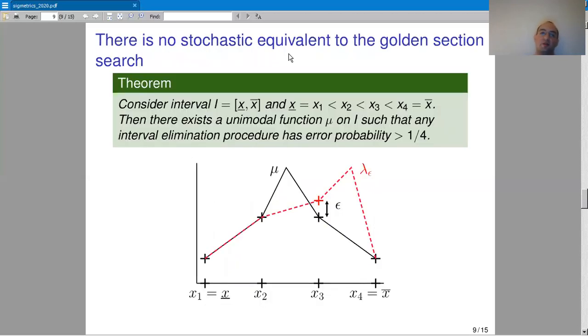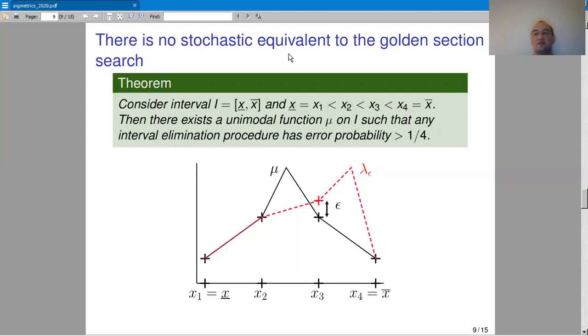All right. So the first result is a bit surprising. It's a negative result that says that it is actually impossible to build a stochastic equivalent to the golden section search. In other words, remember that the golden section search samples 2 points inside the interval. If you're given an interval, x lower bar, x upper bar, we sample at the points x lower bar, x2, x3, and x upper bar. If you only sample at those points, then there exists a unimodal function such that any interval elimination procedure has an error probability of greater than 1/4.